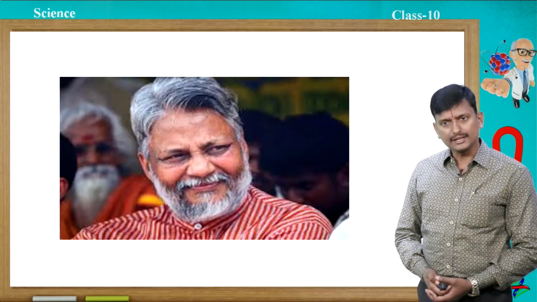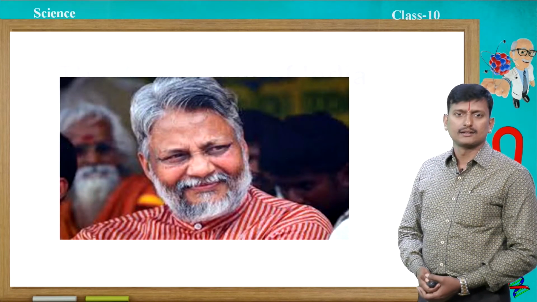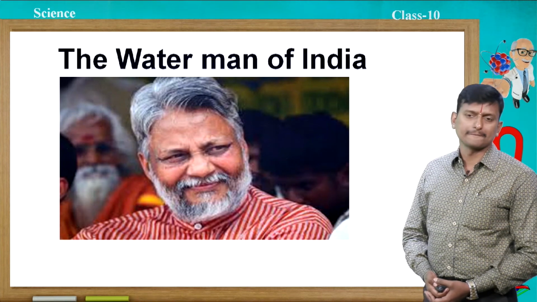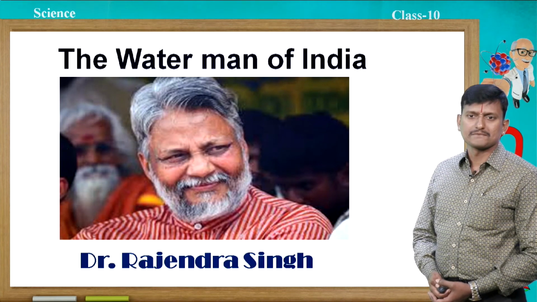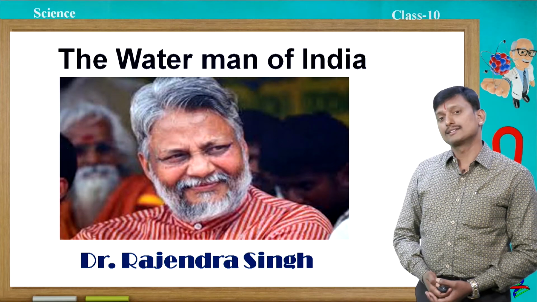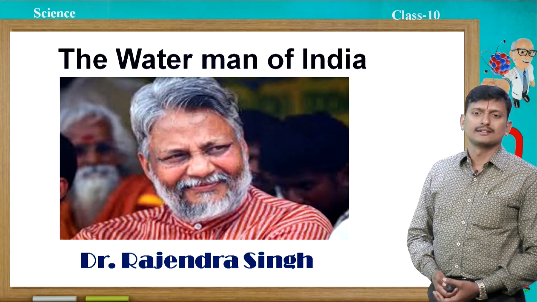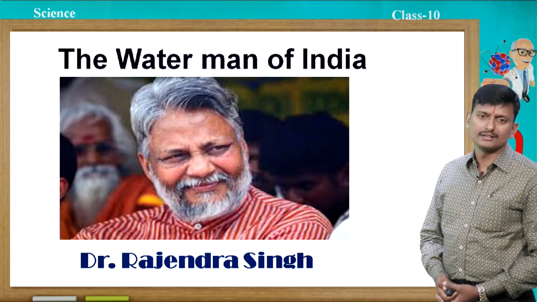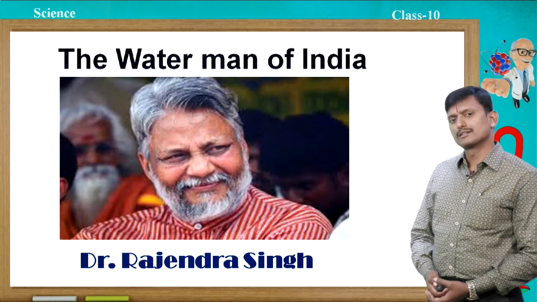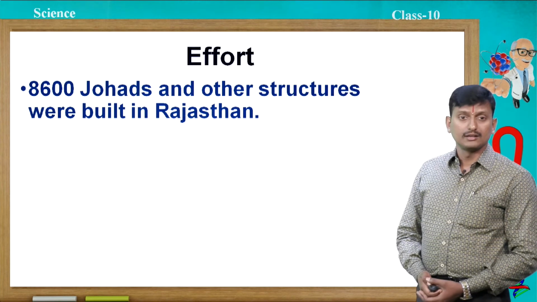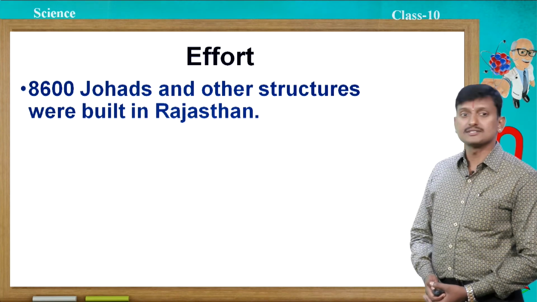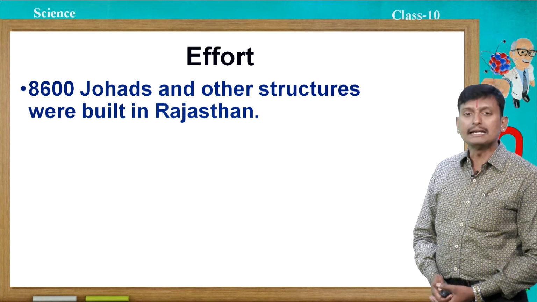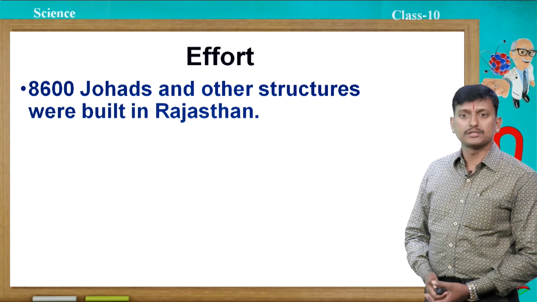Students, who is he? He is called the Waterman of India. His name is Dr. Rajendra Singh. Why do we call him the Waterman of India? What is his achievement? See, nearly 8,600 johads and other structures were built in Rajasthan through his efforts alone.